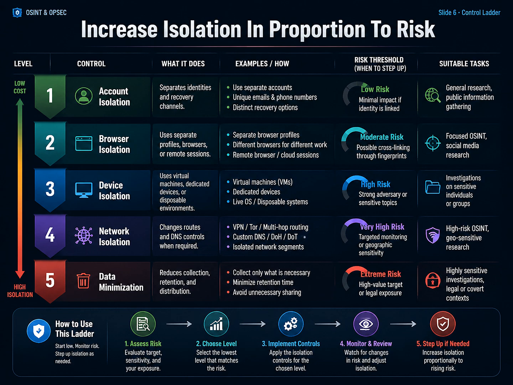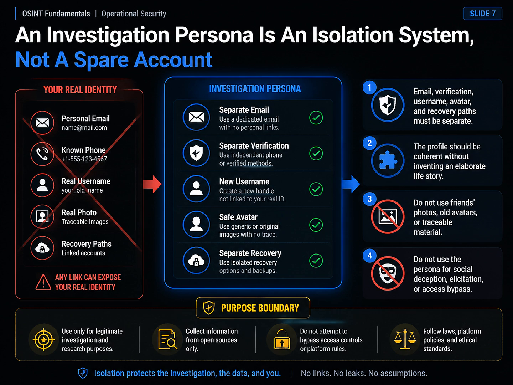back to the host. For each control, write two answers. Which path does it reduce, and what does it not solve? Then test the result. Check automatic login, synchronization, download locations, clipboard behavior, and contact recommendations with harmless material before the real investigation begins.